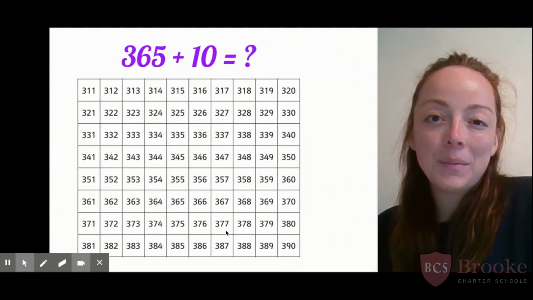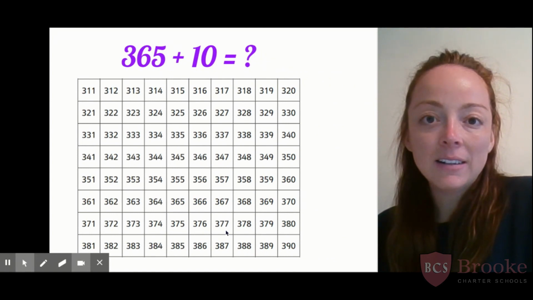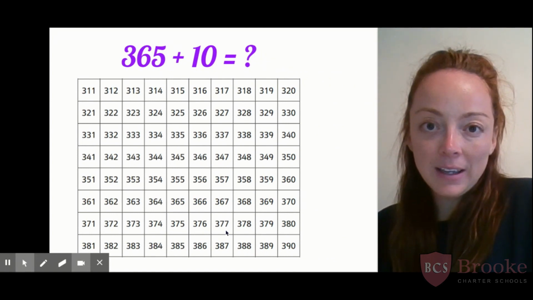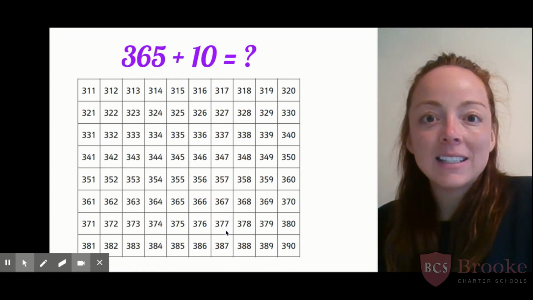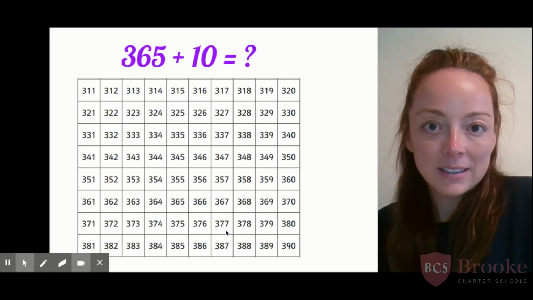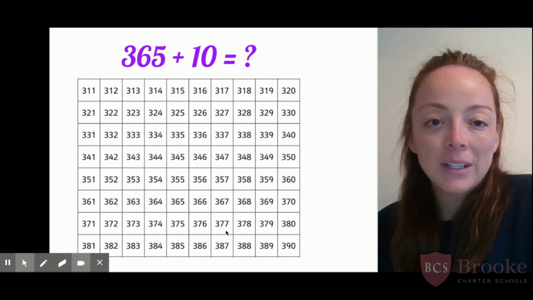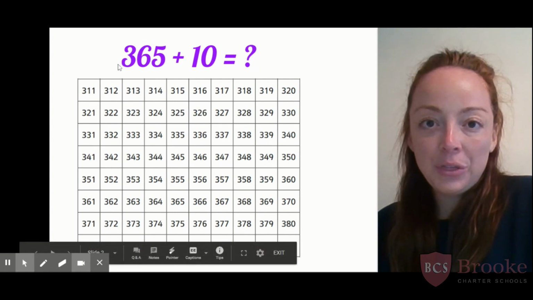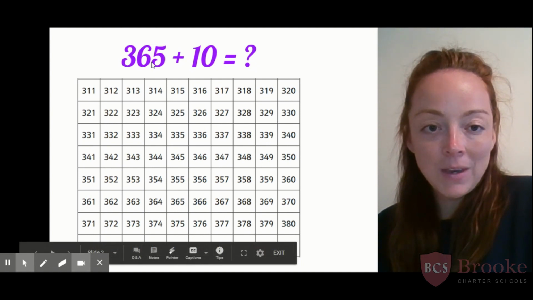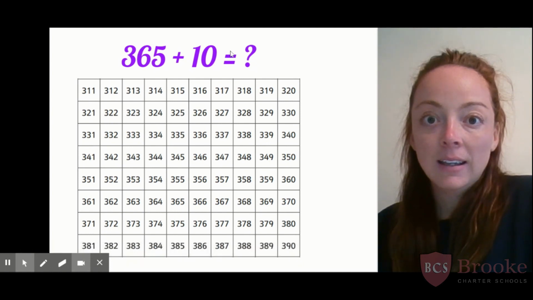Now we want to think about 10 more, or +10. We worked on this a lot before break, where we talked about, it's really just adding a stick of 10 to whatever the number is. So for example, let's read this number sentence together. 365, read with me, +10 equals blank.